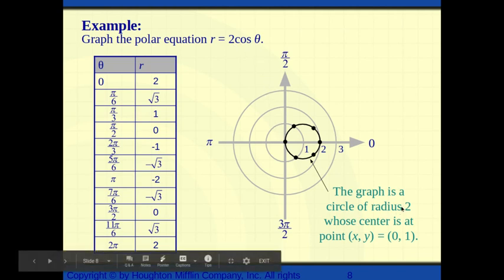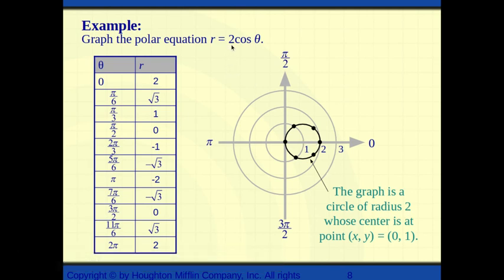So the circle here should actually say radius 1, not radius 2. The diameter is equal to 2. The radius is actually equal to 1, because the center is here. So this value right here represents the diameter, not the radius.